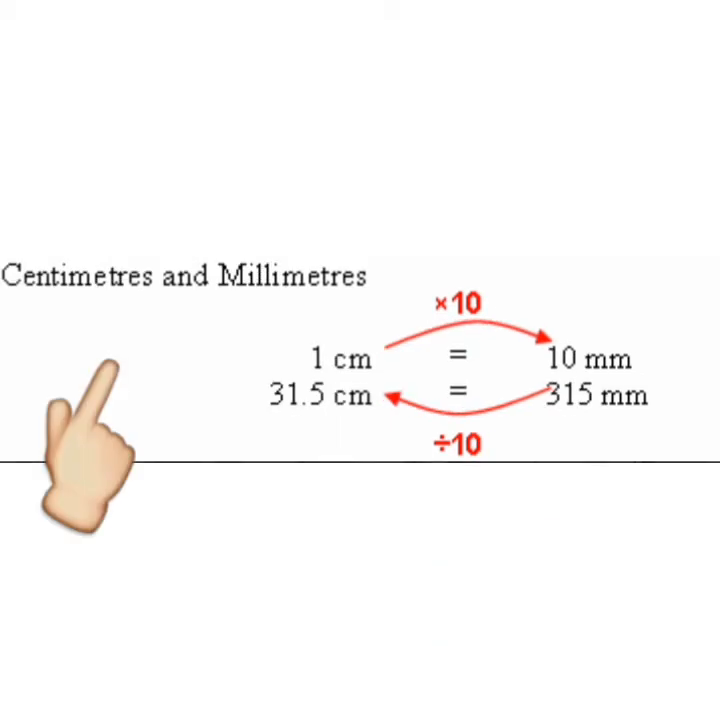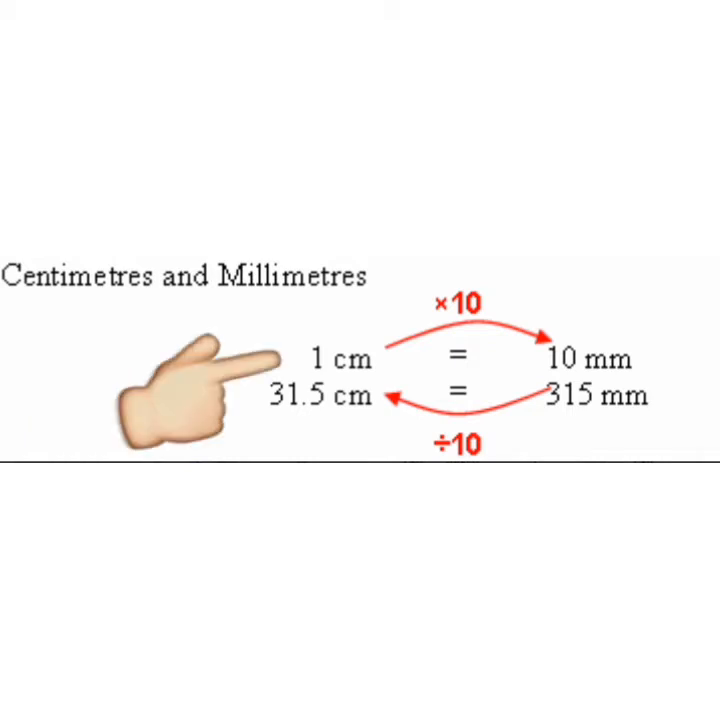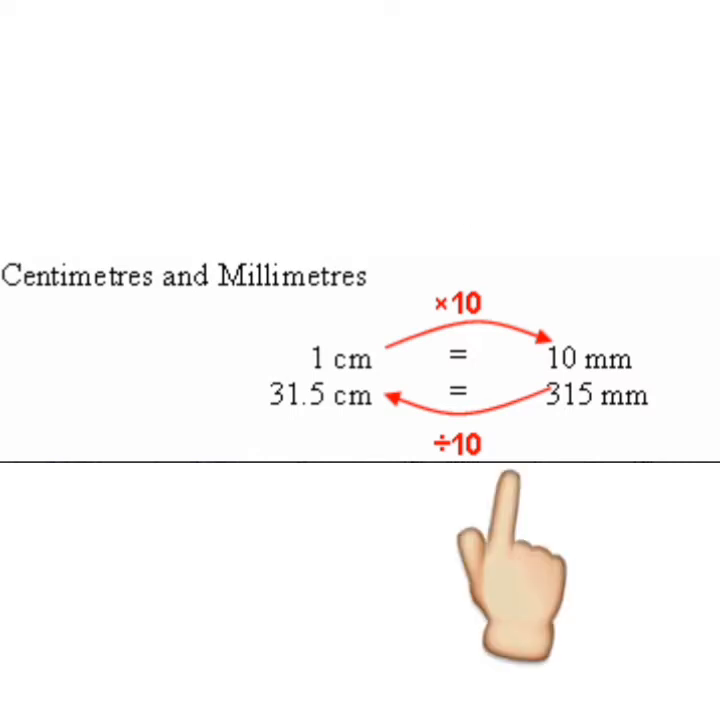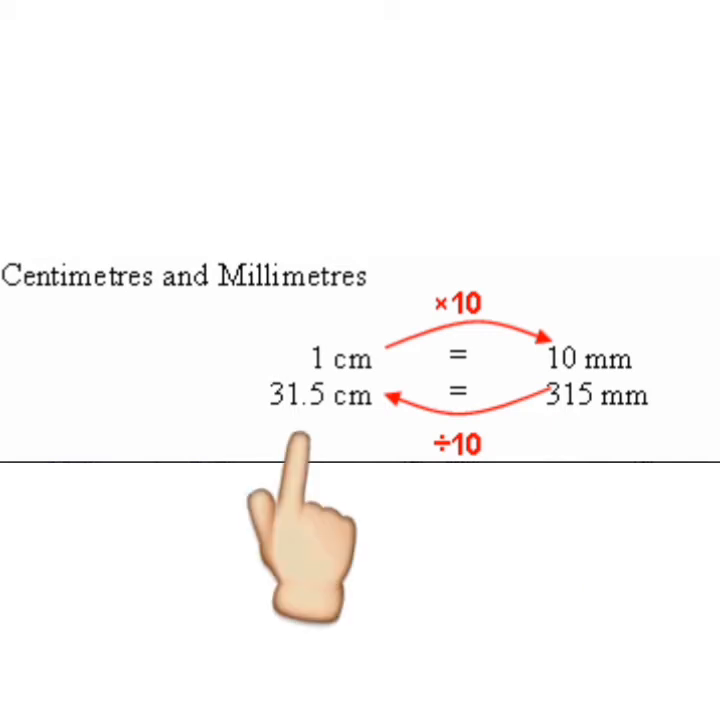meters. Now next we will discuss centimeter and millimeter. 1 centimeter equals how many millimeters? 10 millimeters. As you know, students, when we move from centimeter to millimeter, we multiply by 10, and when we move from millimeter to centimeter, we divide by 10. You can see, when we convert 315 millimeters into centimeters, we divide by 10. So we will get 31.5 centimeters. I hope, students, you understand these concepts.